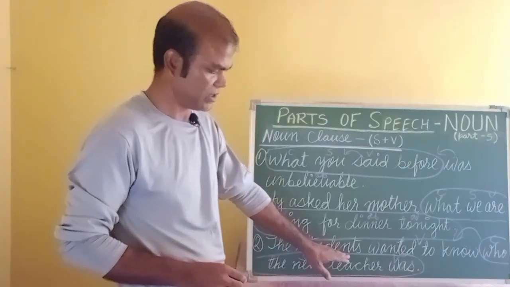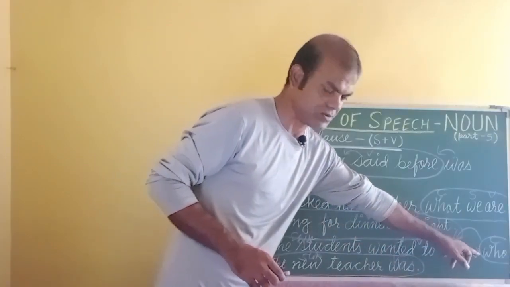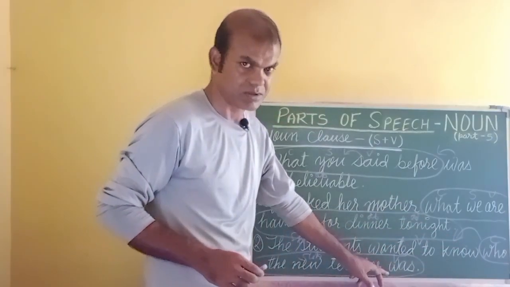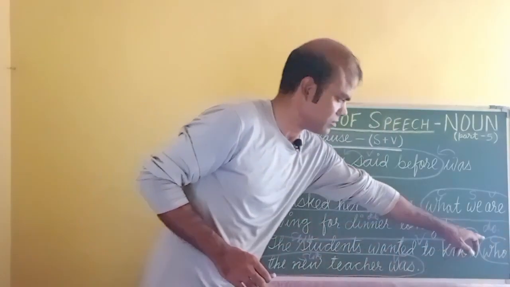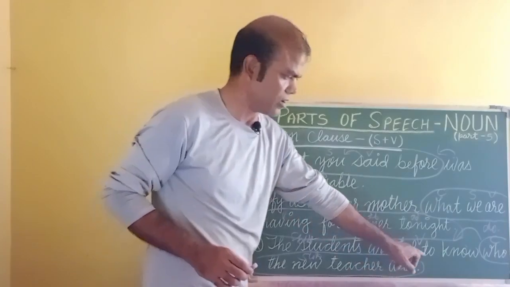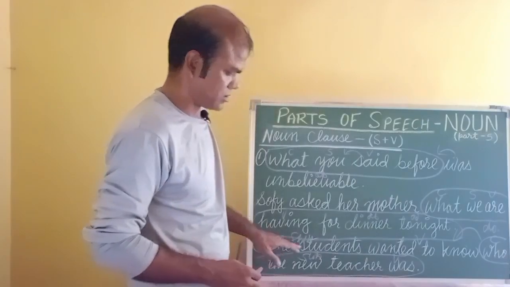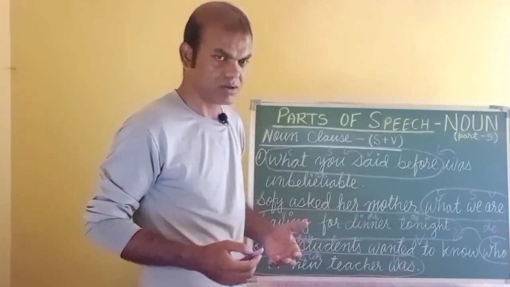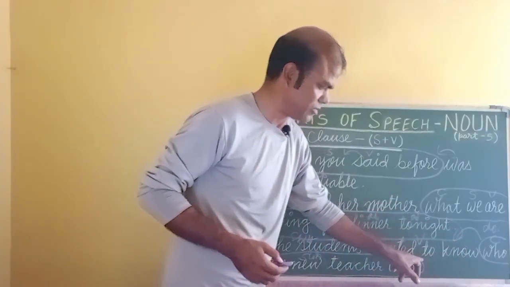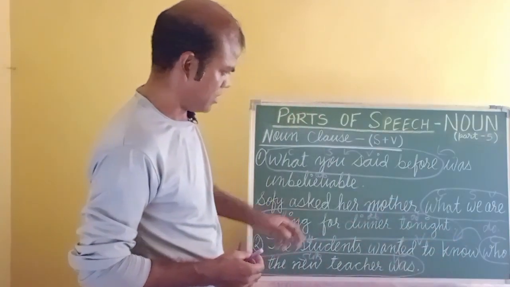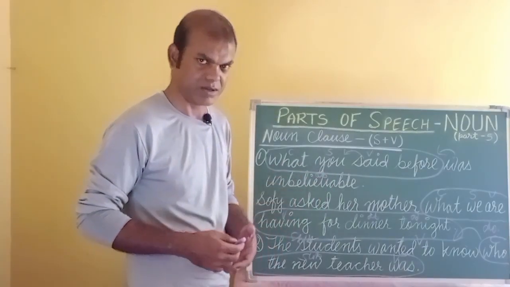The students is the subject, and the verb is wanted to know. Now in this sentence, this noun clause, who the new teacher was, is a direct object to this verb, wanted to know. The students wanted to know what? Who the new teacher was. This is the direct object to this verb, wanted to know. Okay, so there are three more uses. We are going to see that in a moment.